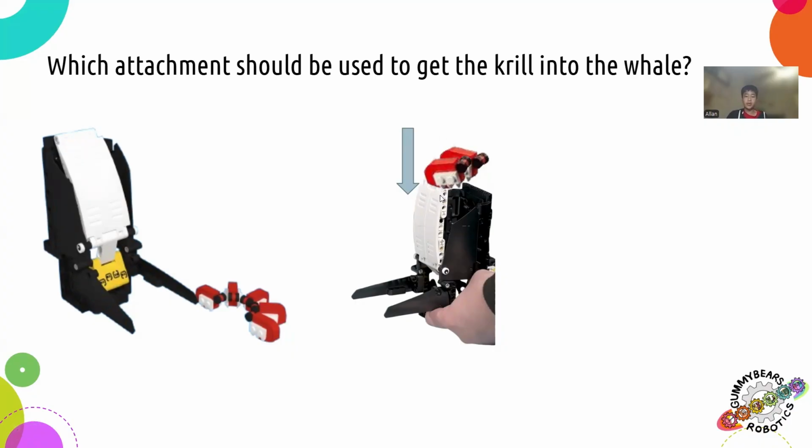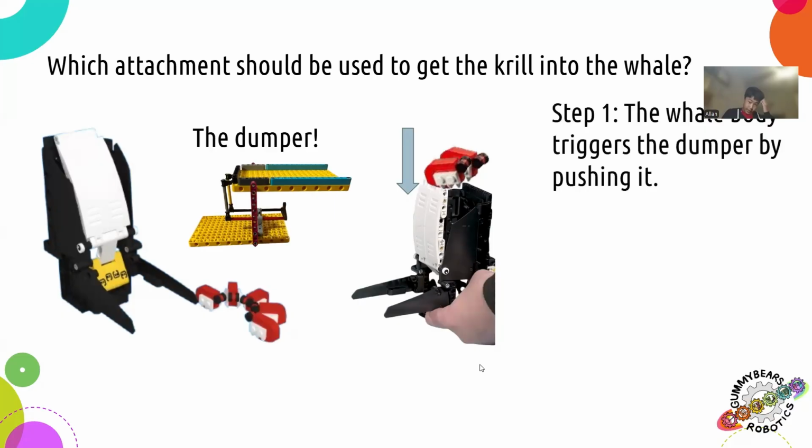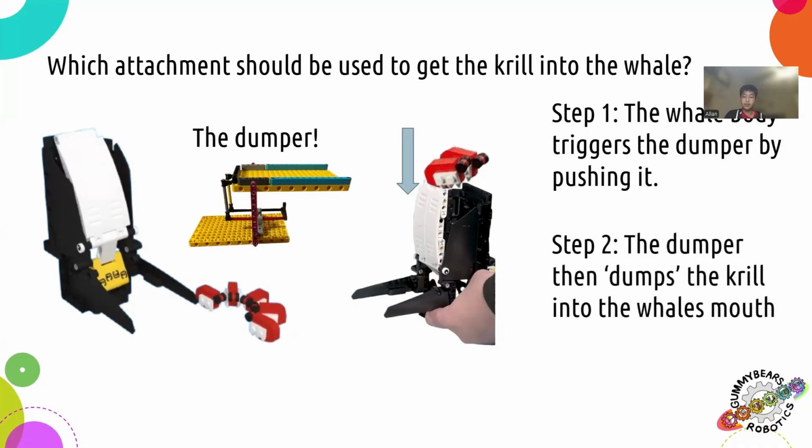Based on all the mechanisms we went through, which mechanism do you think we should use to solve this mission? Pause the video and try to figure it out. If you guessed the dumper, then you are right. Basically how it works is the dumper's trigger pushes the yellow button at the bottom, and when it triggers, it dumps all of the krill into the open whale mouth.